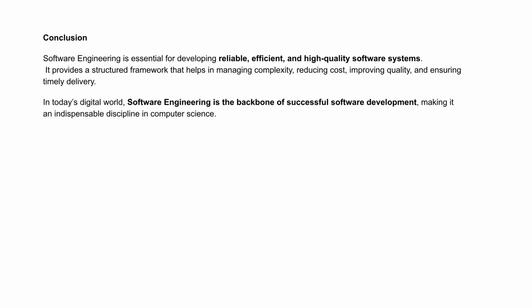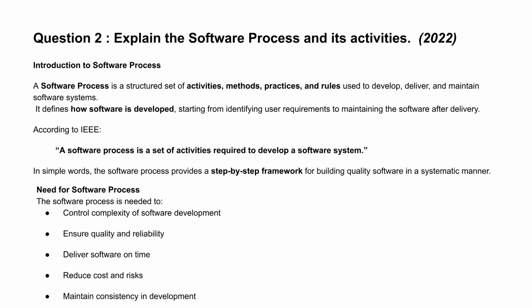Conclusion. Software engineering is essential for developing reliable, efficient, and high-quality software systems. It provides a structured framework that helps in managing complexity, reducing cost, improving quality, and ensuring timely delivery. In today's digital world, software engineering is the backbone of successful software development, making it an indispensable discipline in computer science.